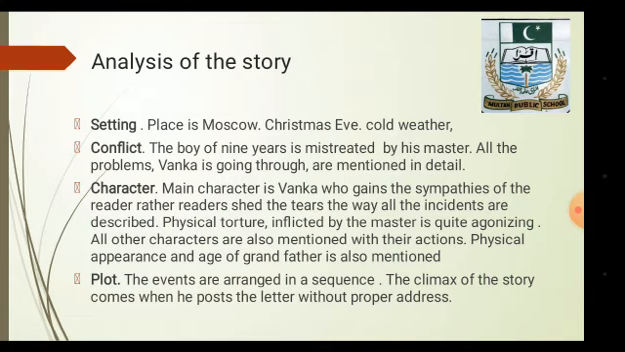The story takes place in Moscow, and the time is Christmas evening and the weather is very cold. Through different events we come to know about this information. The conflict, the problem of the child who has gone for the apprenticeship, is the main conflict. The boy of 9 years is mistreated by his master, and all the problems Wonka is going through are mentioned in detail. Wonka is the name of the main character.